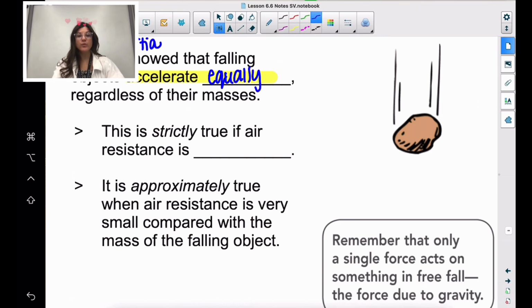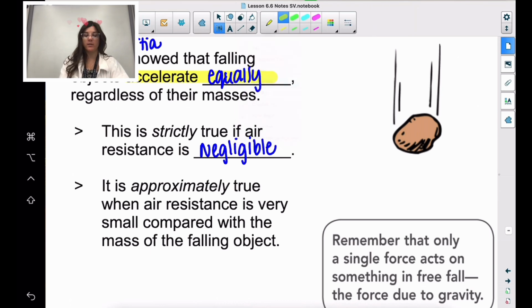Now, this is true for any scenario where air resistance is negligible. I'm not spelling negligible right. Hold on, let me try again. Negligible. There we go, negligible. If air resistance is present and it's noticeable, then this is going to be approximately true.